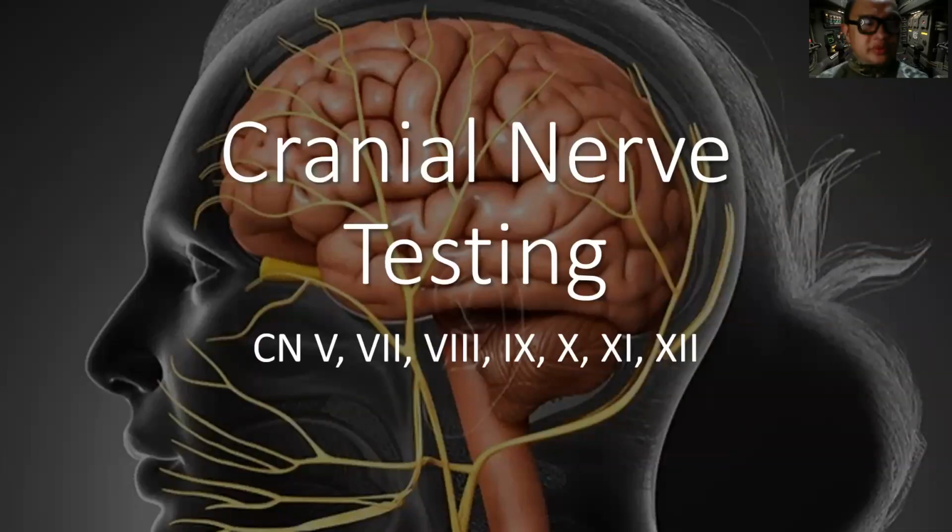Okay, so this is the second part of our lecture on cranial nerve testing. In the first session, we discussed cranial nerves 1, 2, 3, 4, and 6. So that's the olfactory, optic, and the nerves that govern your intraocular and extraocular muscles. Now, this time we're going to talk about cranial nerves 5, 7, 8, 9, 10, 11, 12. So the rest. Okay, so let's begin.